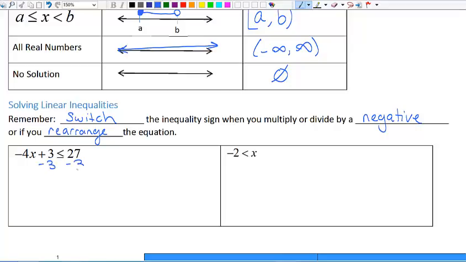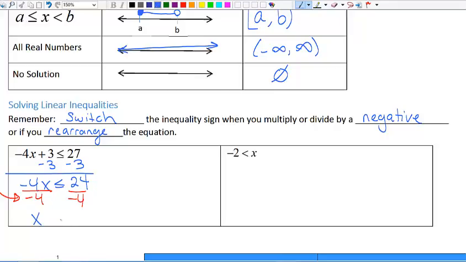So on this first example, if I subtract 3 from both sides, notice I don't change my sign because I didn't multiply or divide by a negative. I just subtracted. I can subtract and add all day long. But on the next step, when I divide both sides by negative 4, because I'm dividing by a negative, not because there's a negative in the problem, but because of the operation of dividing by a negative, that means I switch my sign.